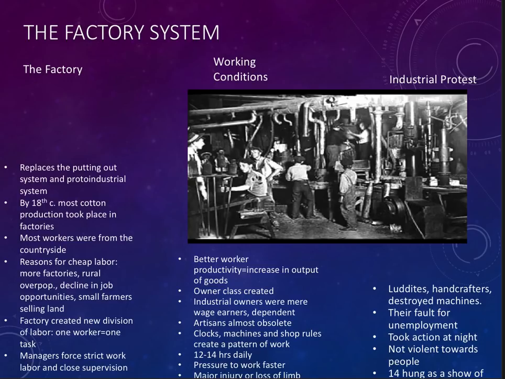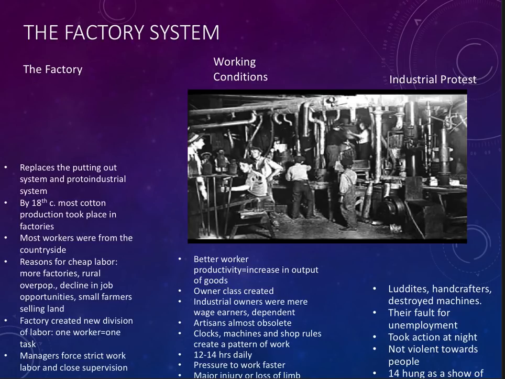So the working conditions weren't great, and you did see a lot of protests because of this. One of the groups that did this were the Luddites. They destroyed machinery, especially at night, because they didn't want to hurt the people who were working during the day. And when they did this, they didn't necessarily think of the repercussions, like you're taking away somebody's job when you break this machine. So they were blamed a lot for unemployment. And like I said, they weren't violent towards people. But once the English government found out who it was and what they were doing, they were pretty much killed. 14 were hung as a show of solidarity with the factory owner.